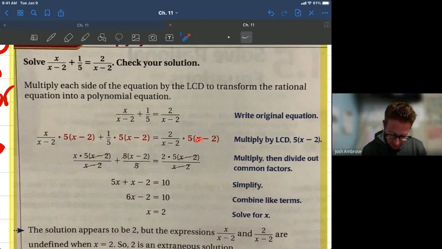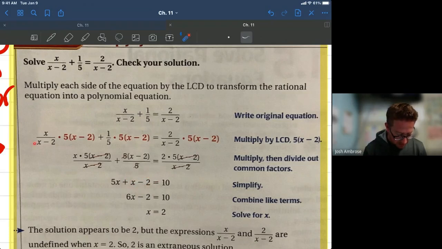So x minus 2 and x minus 2 will cross out. 5 times 2, that's what gives us this 10. Again, look at that. X minus 2, x minus 2. 5 times 2, make 10. 5 will cross out with 5. X minus 2 times 1 is x minus 2.